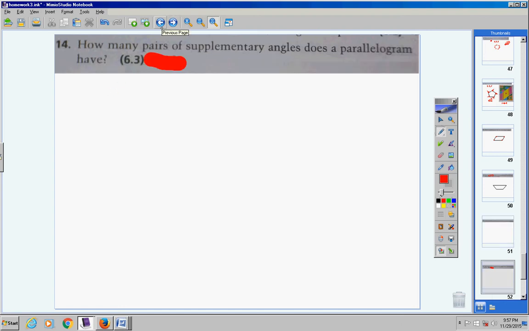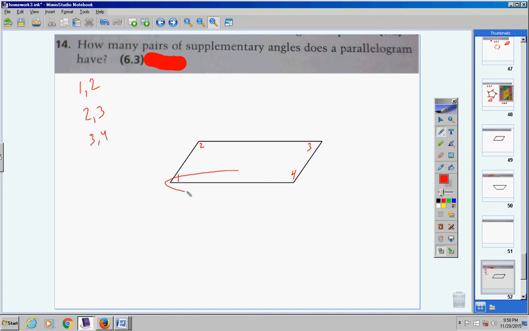Alright, number 4. How many pairs of supplementary angles does a parallelogram have? Now, guys, we should know this pretty easily here, okay? Now, this angle here, let's go 1, 2, 3, 4. These 2 angles are supplementary, so angles 1 and 2. These 2 angles are supplementary, so angles 2 and 3 are another pair. Angles 3 and 4 are supplementary. These two angles are supplementary, so angles 1 and 4.